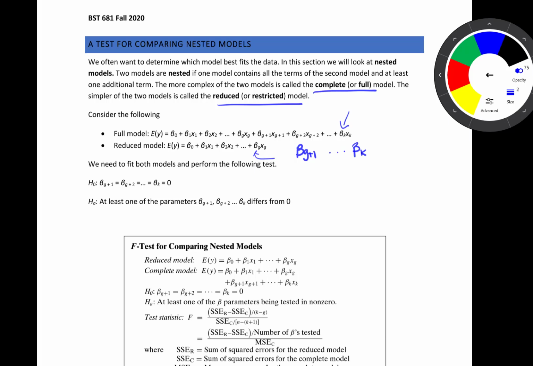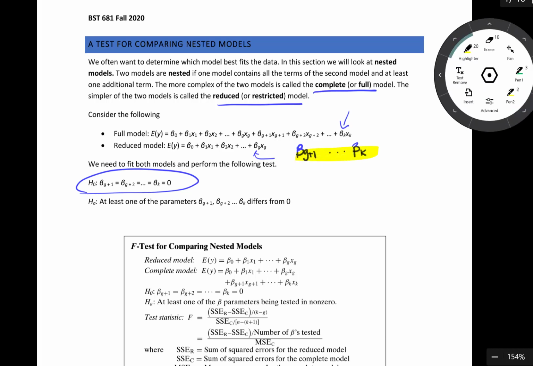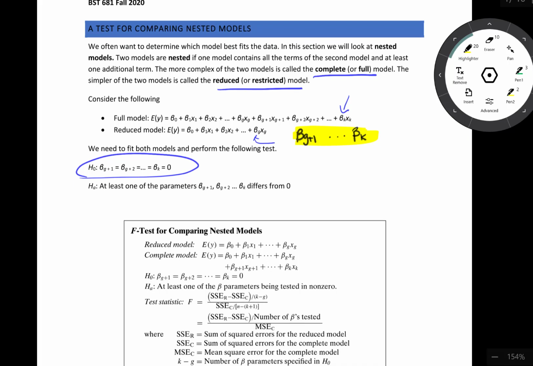So what we do for the test is we fit both the models, and we look at whether or not these additional parameters are equal to 0. In other words, we're looking at the parameters that are different between the two models. And if they are 0, or we can't prove that they're non-zero, then what that tells us is we don't actually need the more complex model. We can stick with the reduced model.